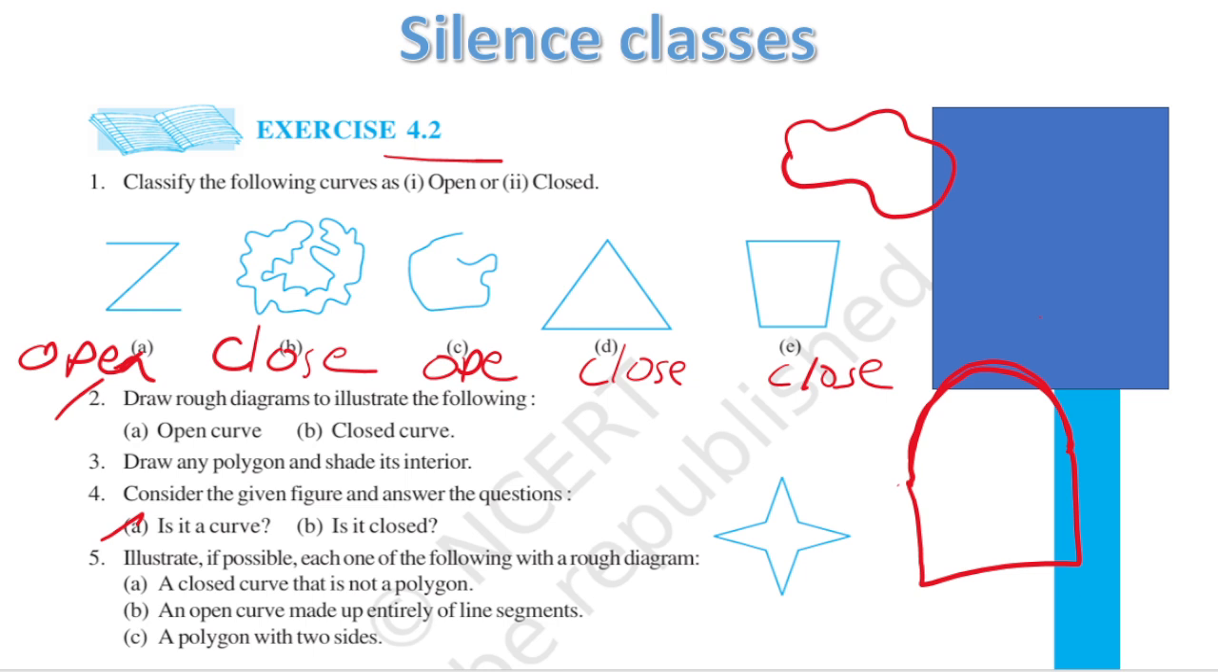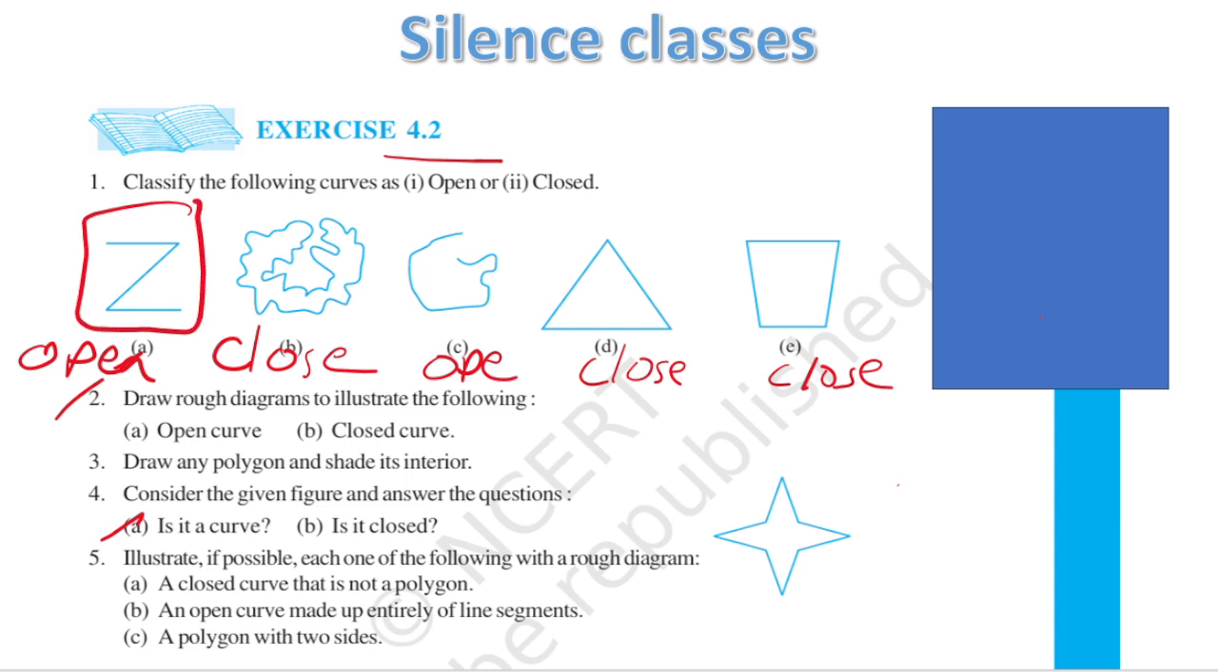Now, an open curve made up entirely of line segments. It is given that you have to make an open curve, but only using line segments. You can check this figure. It is an open figure made up of line segments, but it is open because we have a starting point and an end point. You can check it out: the first line segment, the second line segment, and the third line segment.